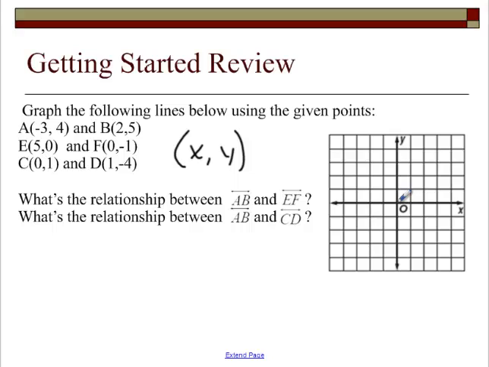So A is negative 3, 4: 1, 2, 3 to the left, up 1, 2, 3, 4. So here's point A. Point B is at 2, 5, over 2, up 5. Point E is at 5, 0. Point F is at 0, negative 1. Point C is at 0, 1. And point D is at 1, 4.